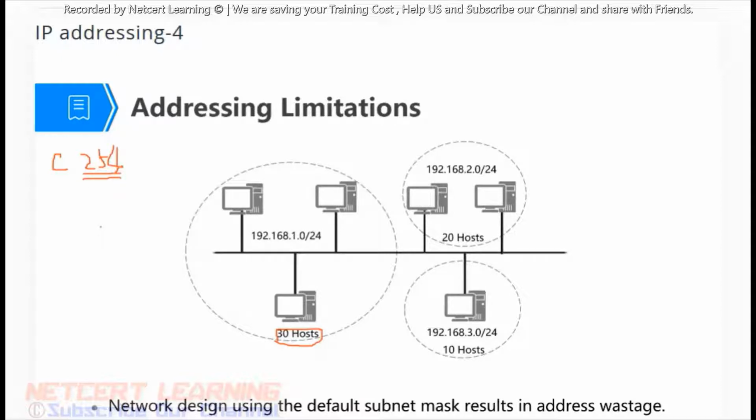If we use class C, then about 200 IP addresses are wasted, not used. So how can we solve this problem? We have used the mask of 8, the mask of 16, the mask of 24. Can we use other masks such as 20, 27, 28 and so on? This is a question.